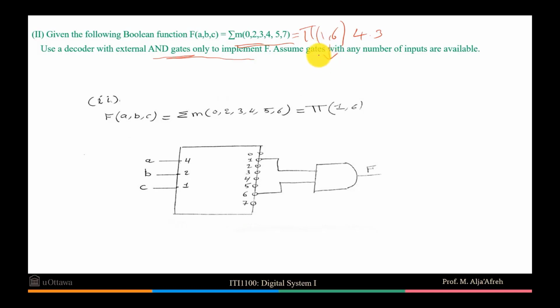So what we have to do, guys, is implement this decoder as an active low decoder when it comes to the output. So it's complemented. And after that, what you have to do is just take 1 and 6 and AND them, and that's it. Boom. You're going to have this decoder implemented.